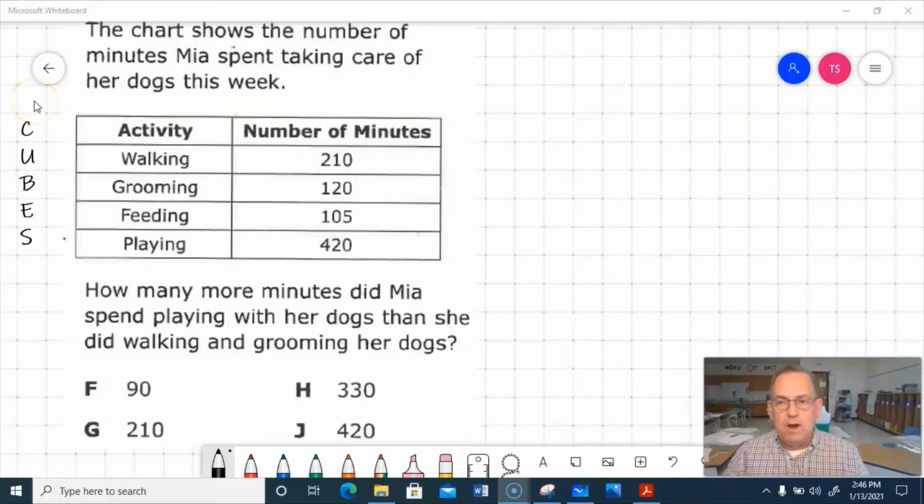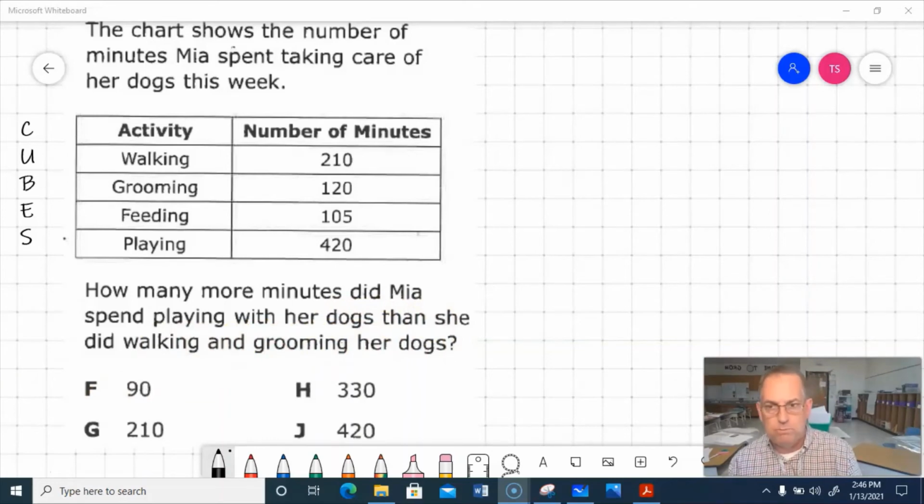Okay, we're going to work on a guided practice problem here. Follow along as I read. The chart shows the number of minutes Mia spent taking care of her dog this week. And you have a table right here, the activities that they did and the number of minutes that it took. What we're trying to find out is how many more minutes did Mia spend playing with her dog than she did walking and grooming her dog.